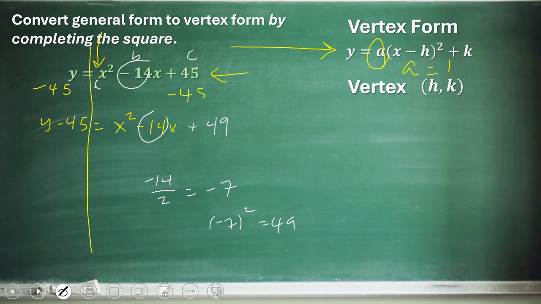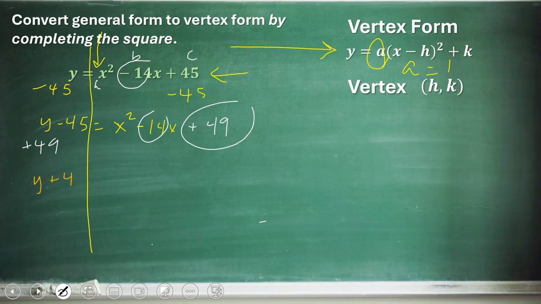Just a word of caution, if you ever do this and get a negative perfect square, you messed up. You can only end up with a positive number here because you're squaring the whole number. So whatever gets put here will always be addition. All right, so in math, what I do to one side of an equation, I do to the other. I just added 49 to the right side. That means I have to add 49 to the left side. All right, so we're getting close. I'm just going to rewrite the left side so that my like terms of 49 and negative 45 are combined. When I do that, I end up with y plus 4 equals.